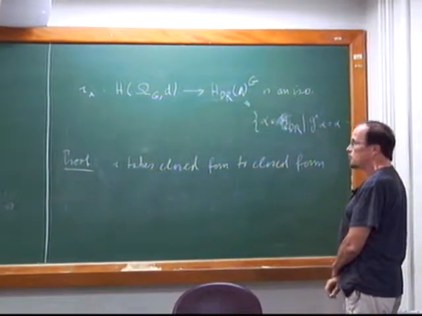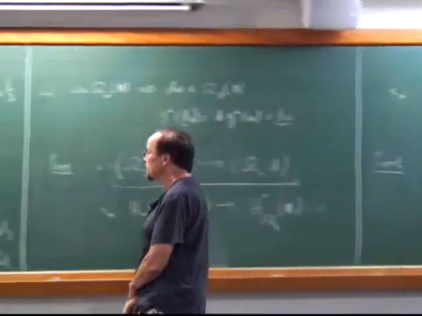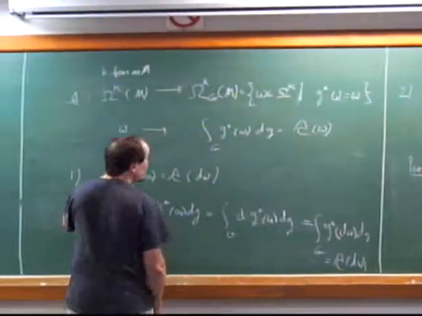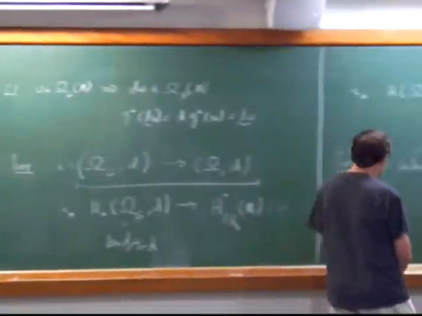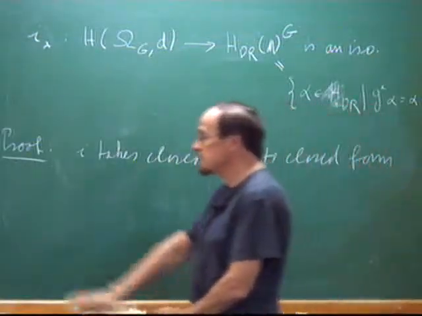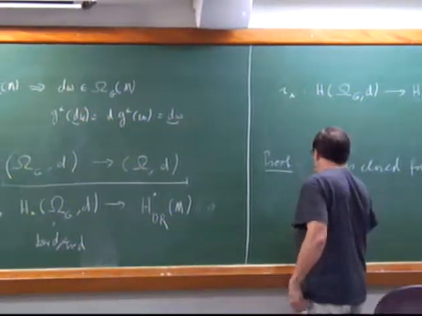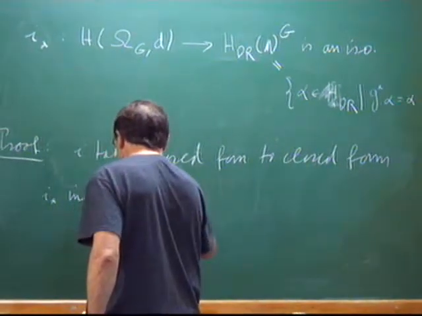Okay, so I takes closed forms to closed forms. Of course, that induces a map in cohomology. That's what I mean here. I get a map in cohomology because it takes closed forms to closed forms. And I want to show that I star is injective first, and then I want to show it's onto.